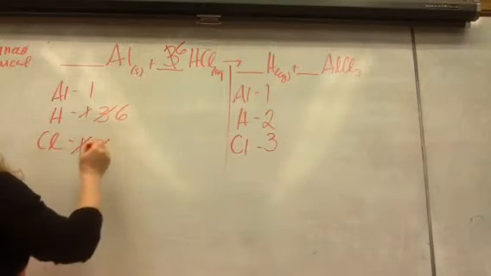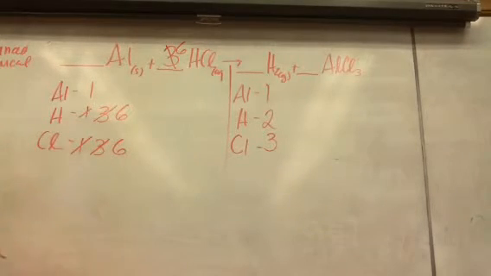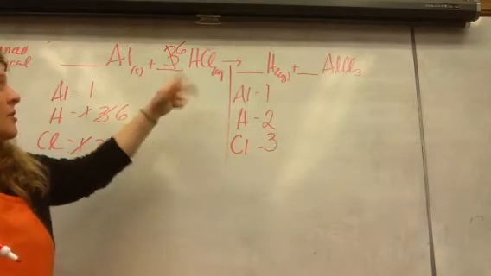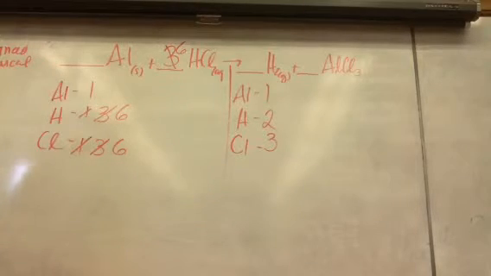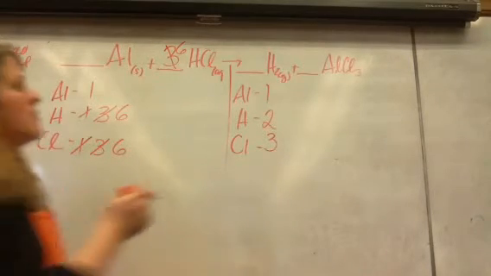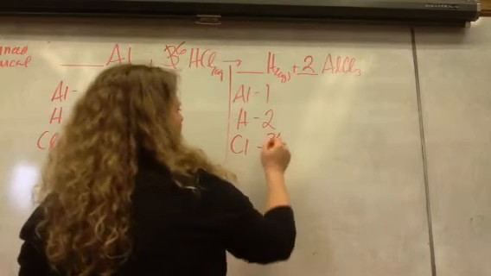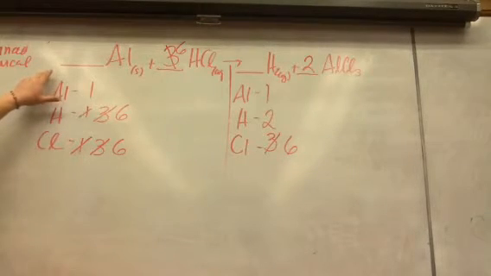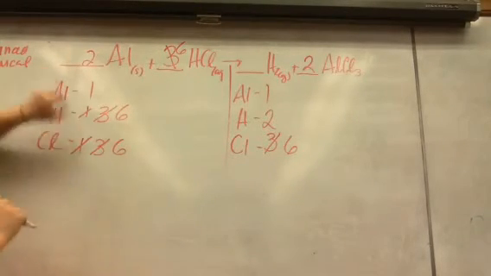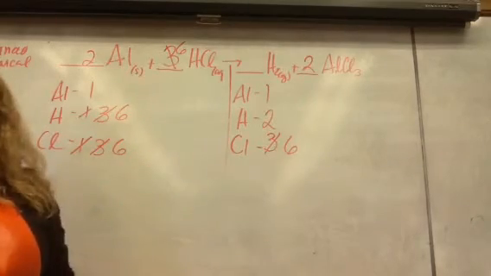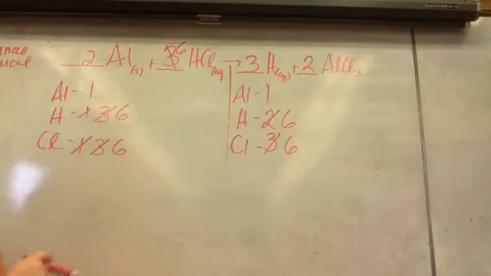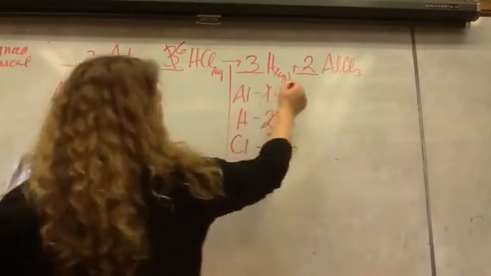Now I have 6 and 6. All right, is there a way to get 6 hydrogens? Well, first of all, is there a way to get 6 chlorines? Yeah. What do I have to do? 2 AlCl3. Okay. Is there a way to get 2 aluminum? Again, 2. Is there a way to get 6 hydrogen? 3. Am I balanced? Whoops. Yeah. Yep.